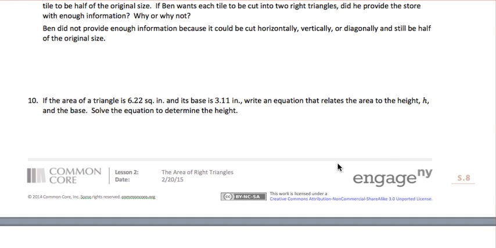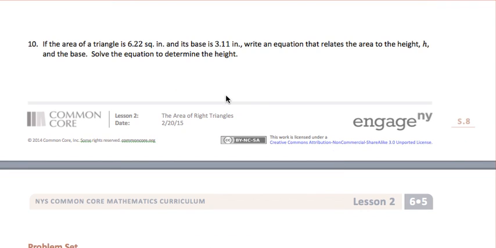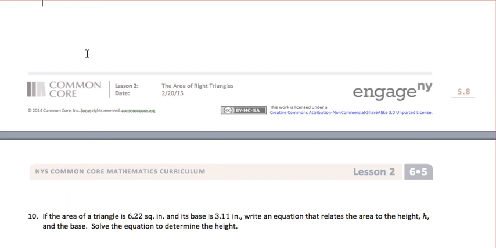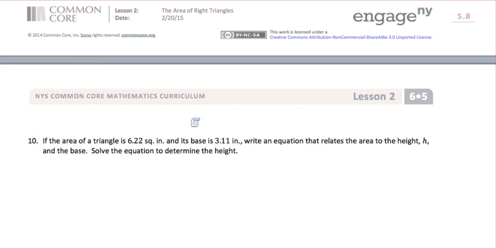And finally, in number 10, they give us the area of a triangle and its base, and they want us to write an equation that relates the area to the height and base, and then solve the equation. Very much like our last problem in lesson 1. So remember, the area of a triangle equals 1/2 times base times height. So we'll use that formula and substitute the information that we have.